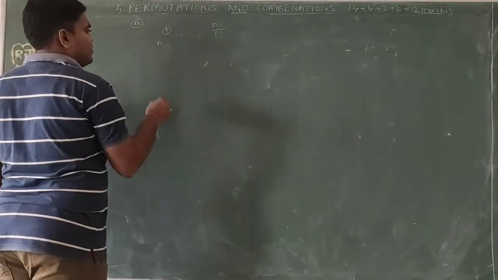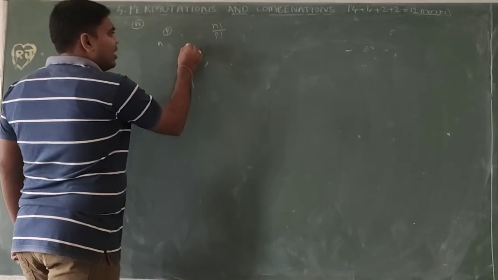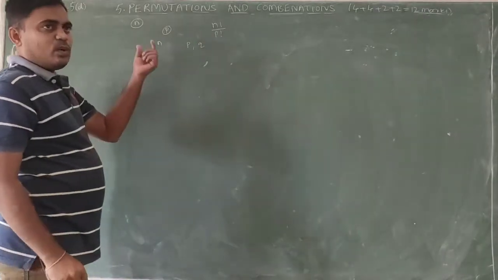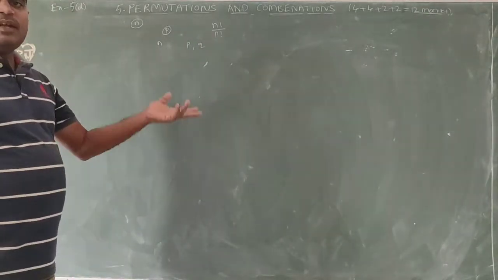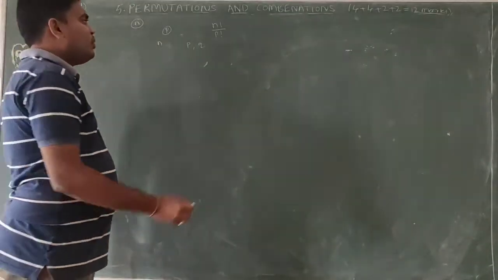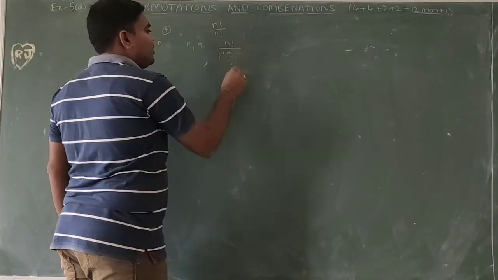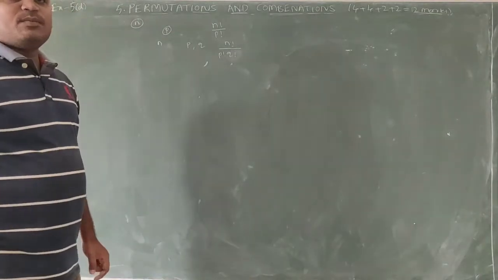In n things, one thing is repeated p times, another thing is repeated q times. Then n factorial by p factorial, q factorial is the total number of arrangements.